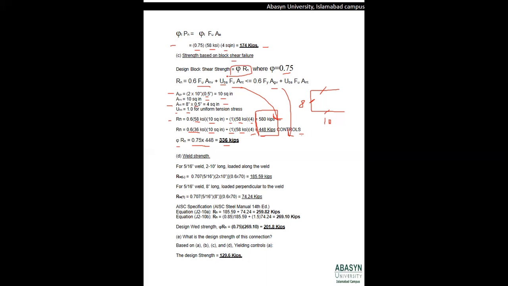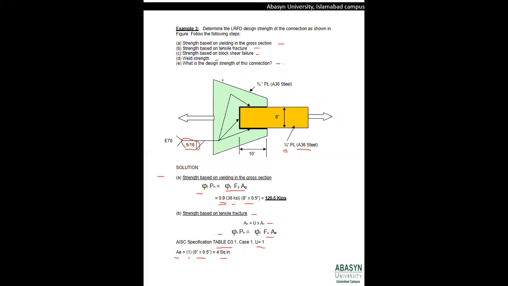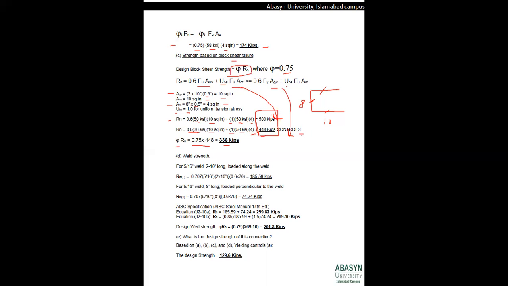These are the strengths that we calculate for the members. First one is the strength based on the yielding of the section. Second is the strength of the section based on the shear. Third is the strength of the section based on the block shear. And it is for both the weld and the section. In the next part, we are going to calculate the strength of the weld.